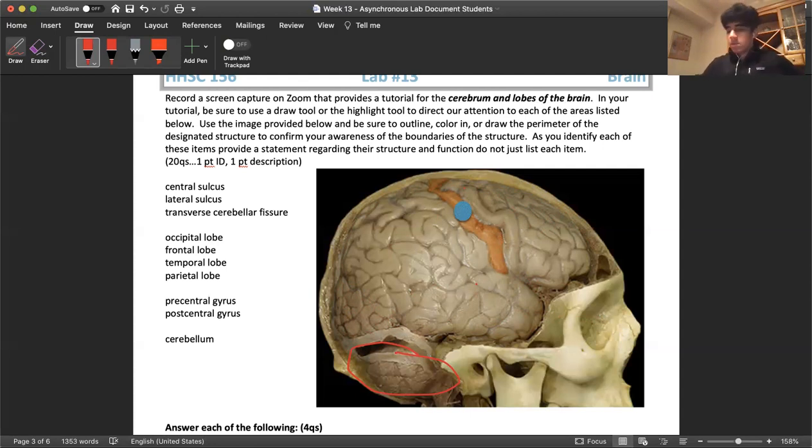Some things that the cerebellum is responsible for are mainly coordination of eye and body movements and smoothing muscle contractions. Those are the two most important things that it does.